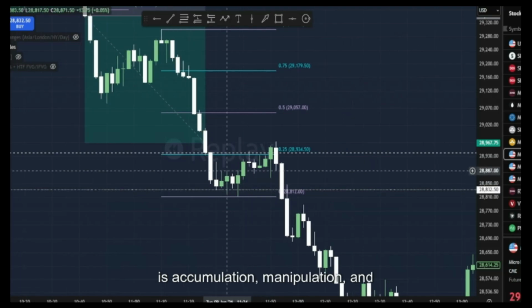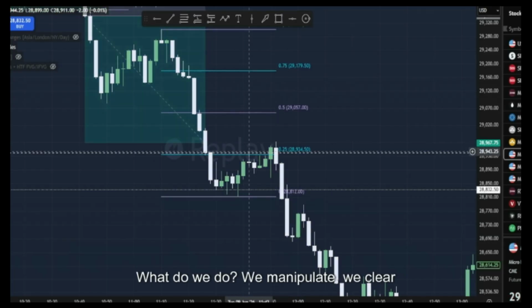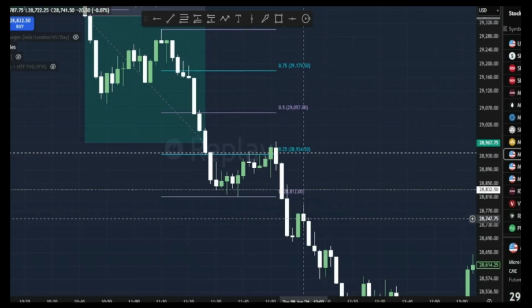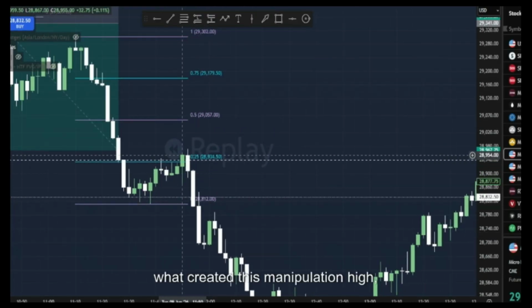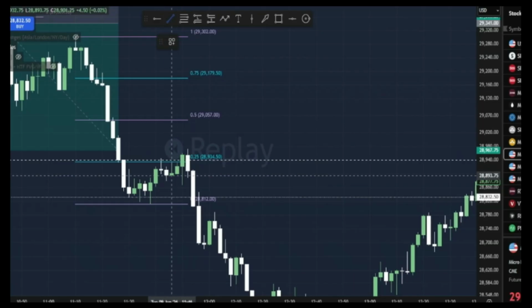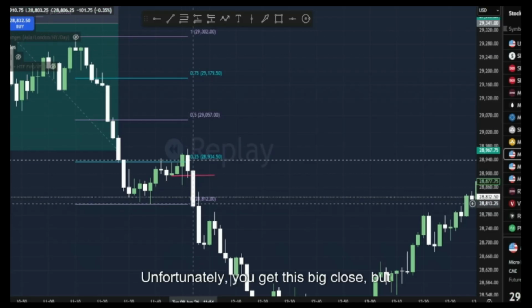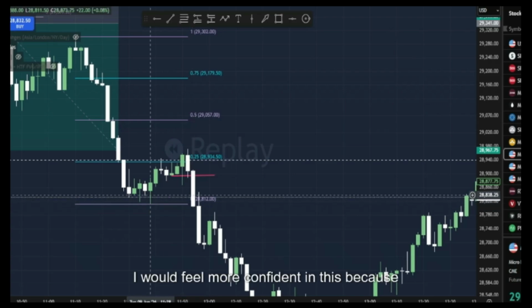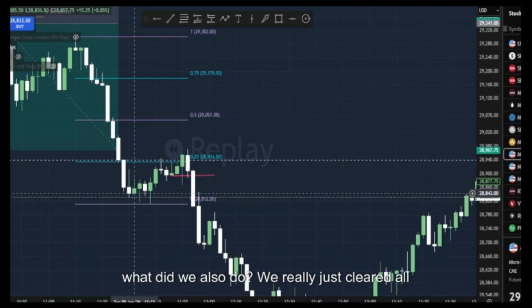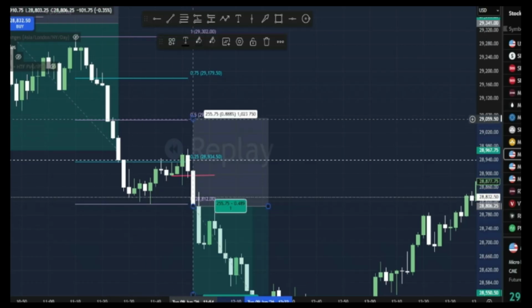especially when you look, and you could even argue that this is accumulation, manipulation, and distribution. What do we do? We manipulate, we clear the accumulation highs, and we continue lower. So you would wait, what created this manipulation high? This set of candles. So then what do we do? We would wait for the close. Unfortunately, you get this big close, but I would feel a little more confident in this because what did we also do? We really just cleared all of this low, allowing for another short.